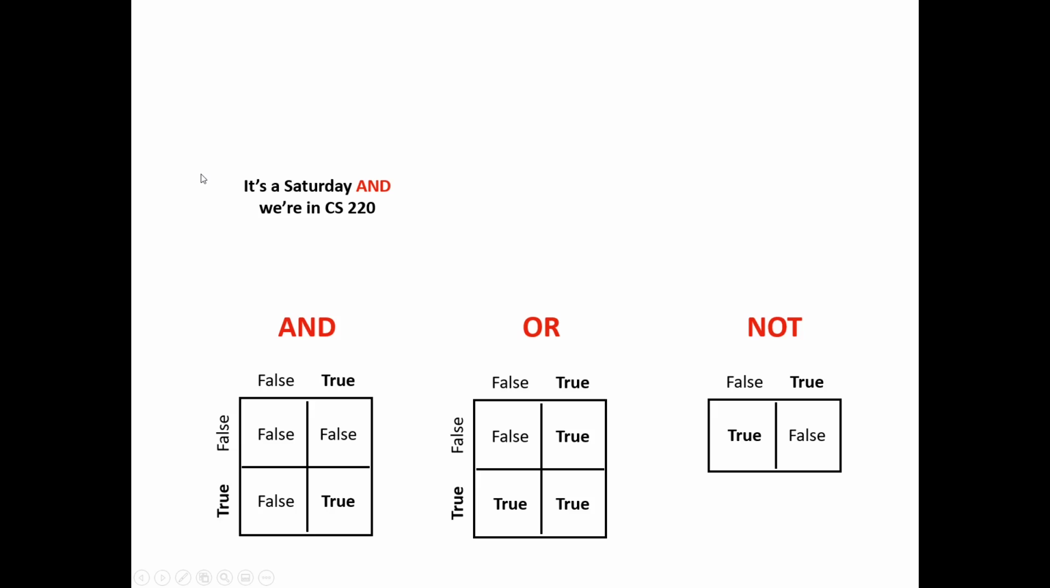If you're watching it today, and it's a Wednesday, that will be false, and I'm done. I don't even need to read the rest of it. I know that this is false. It doesn't matter whether the rest is true or not. So the only situation in which an AND statement will evaluate to true is if both operands are true.